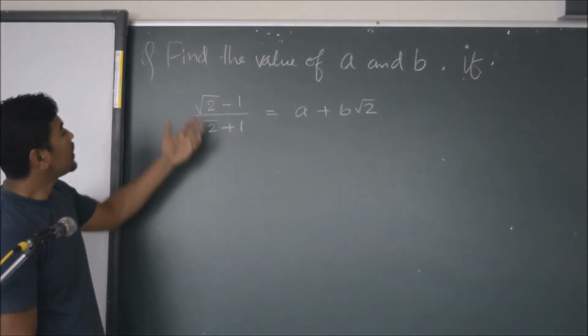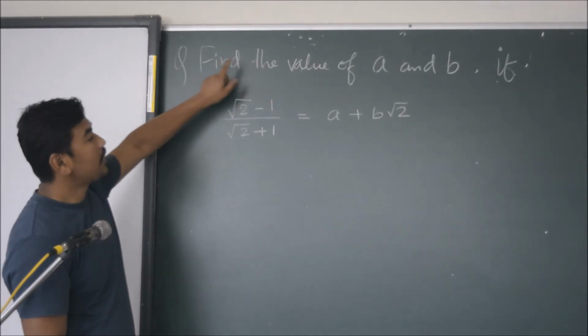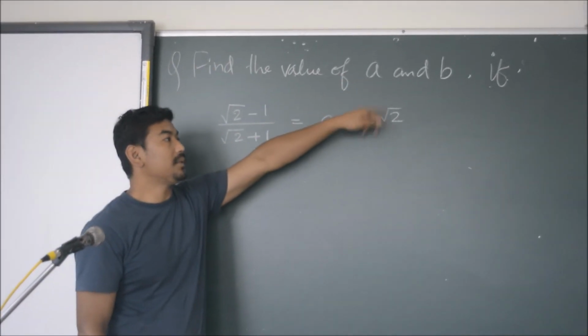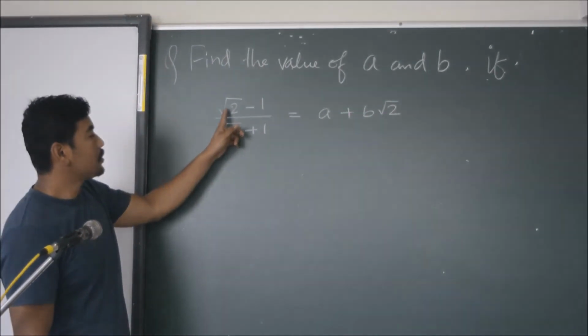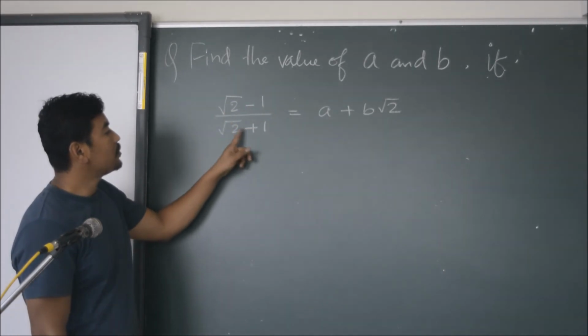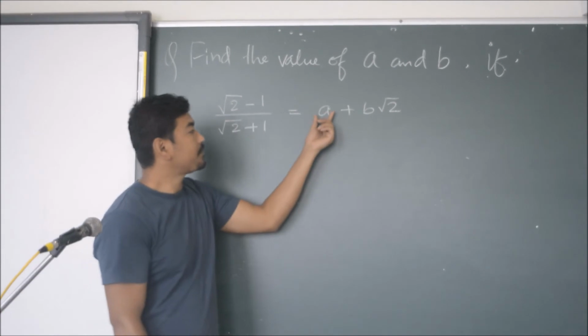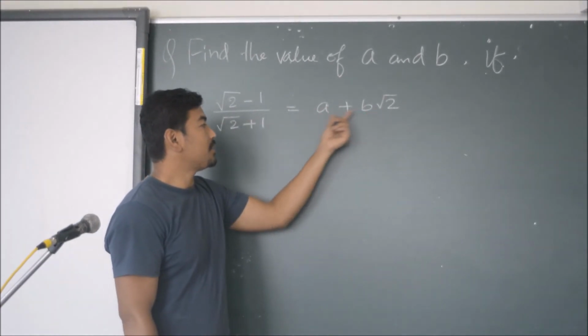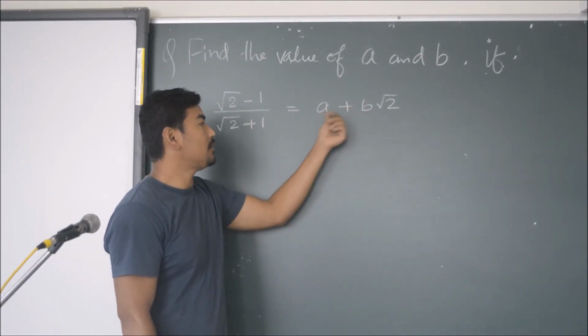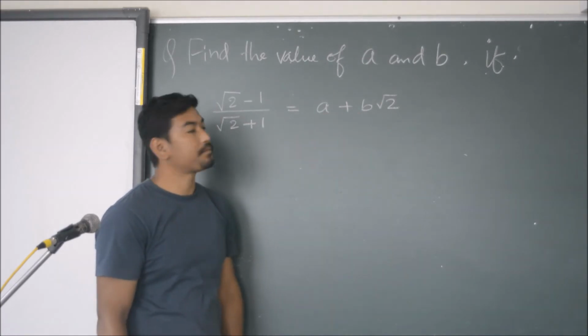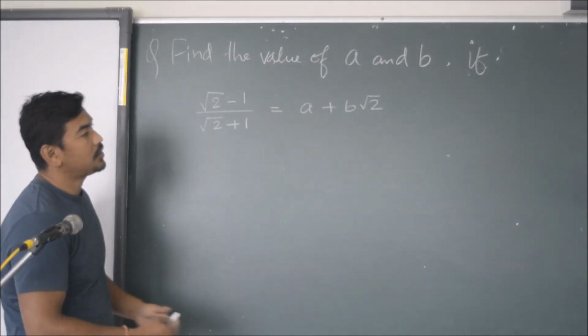The question says like this: find the value of a and b if root 2 minus 1 divided by root 2 plus 1 equals a plus b root 2. So you can see here a and b are present. You have to find the value of this a and b. So how to solve this kind of question?